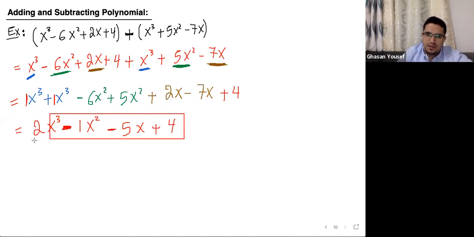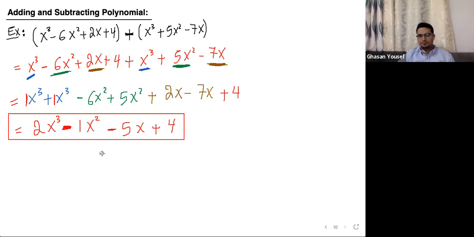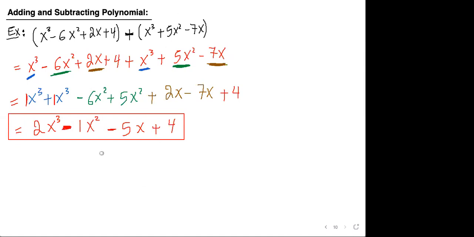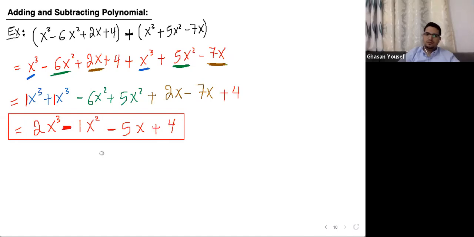Any question for these things? Is it clear how we add two polynomials? Yes, it's clear. Anyone has a question? It's clear. Okay. What about the other student?